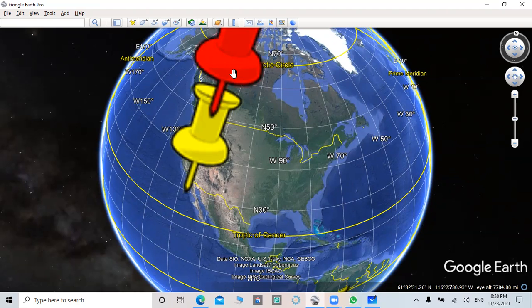Jazakallah khairan. The next segment will be when one location is in the north and one location is in the south, which means one location is above the equator and another location is below the equator.